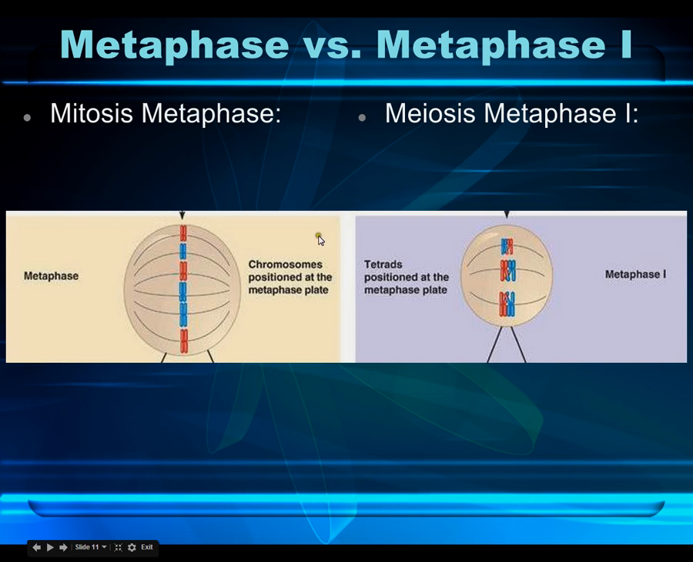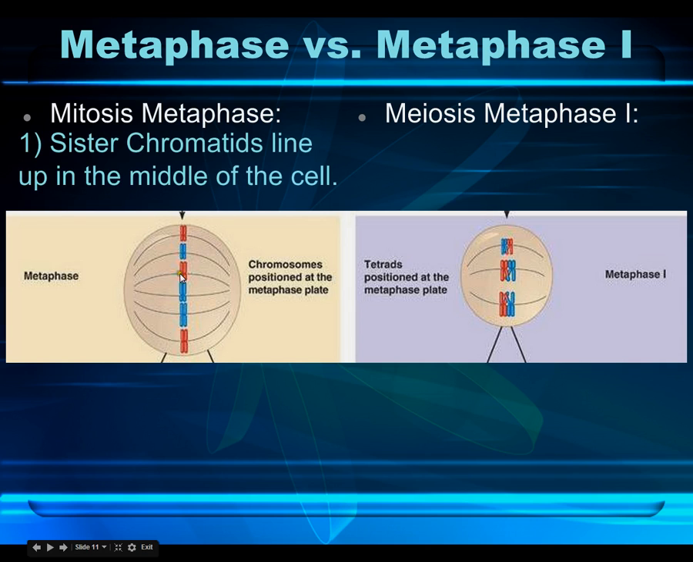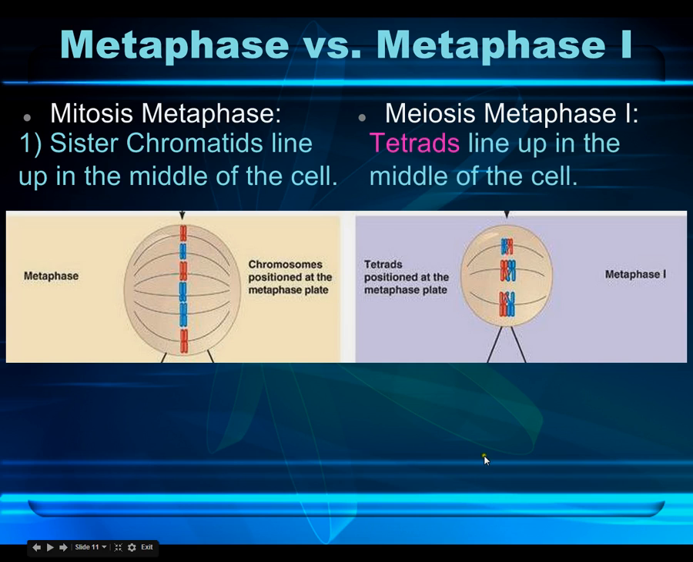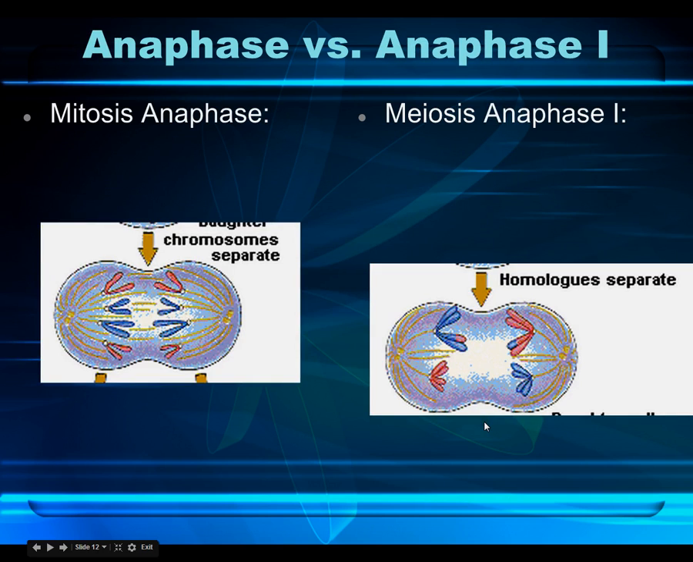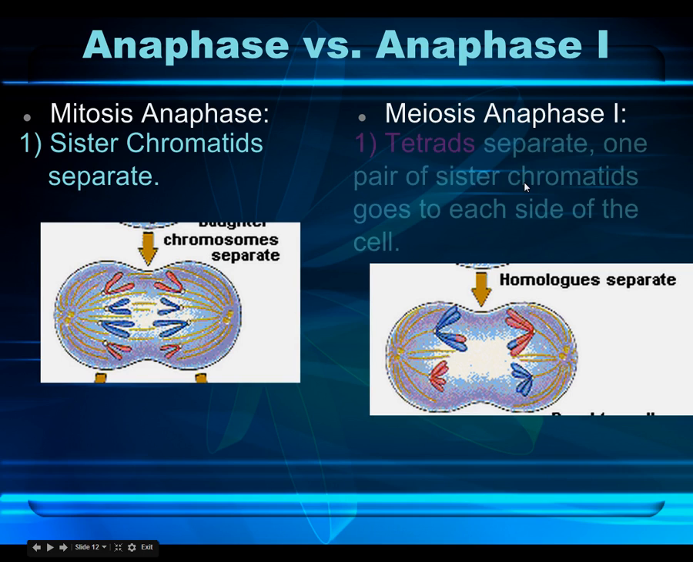So let's move on. Metaphase. Mitosis metaphase. You remember this one? The sister chromatids line up in the middle of the cell. The difference here is the sister chromatids don't line up in the middle of the cell. The tetrads line up in the middle of the cell. So anaphase in mitosis, the sister chromatids separate, and you may have guessed by now that in meiosis, Anaphase I involves the tetrads separating, with one copy going to one side of the cell and the other copy going to the other side of the cell.